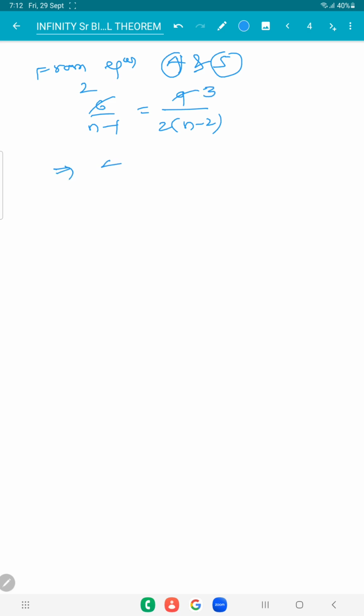From equations 4 and 5, what we have: 6 by (n minus 1) is equal to 9 by 2 times (n minus 2). The 3 table can be cancelled, 2 times, 3 times. Cross multiplication: 4n minus 8 is equal to 3n minus 3. So n is equal to 8 minus 3, n becomes 5. N is 5 clearly.